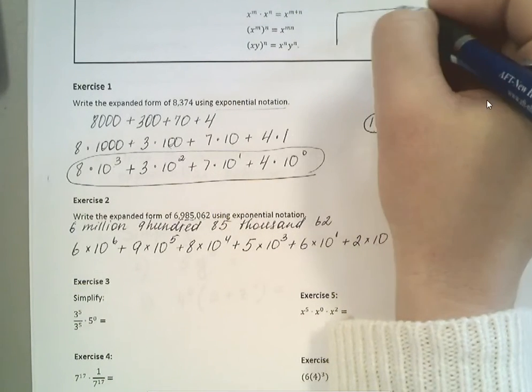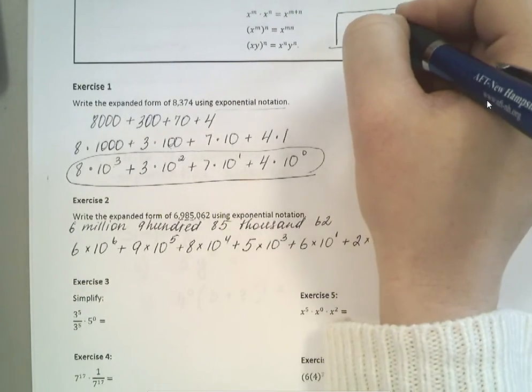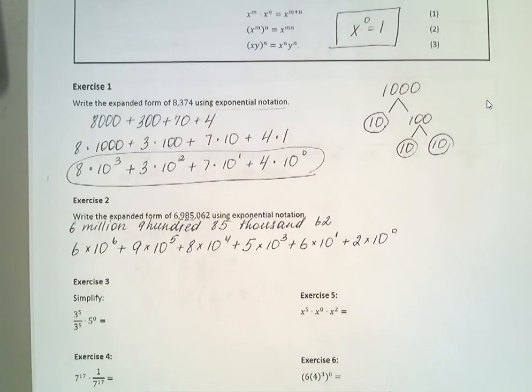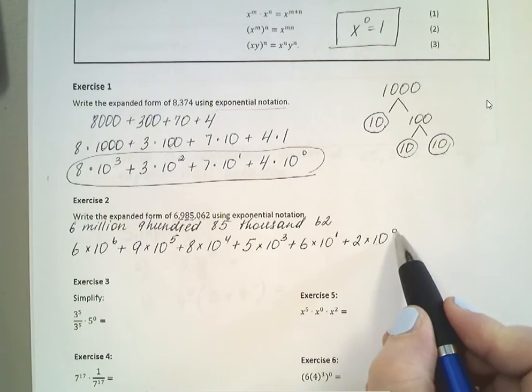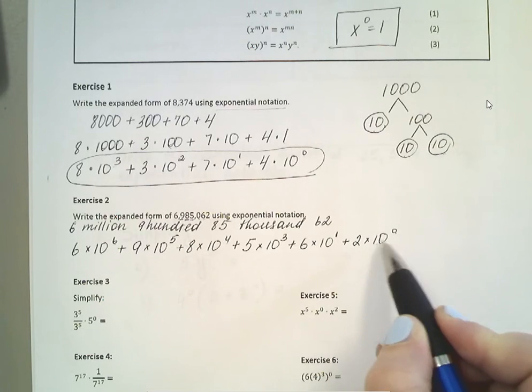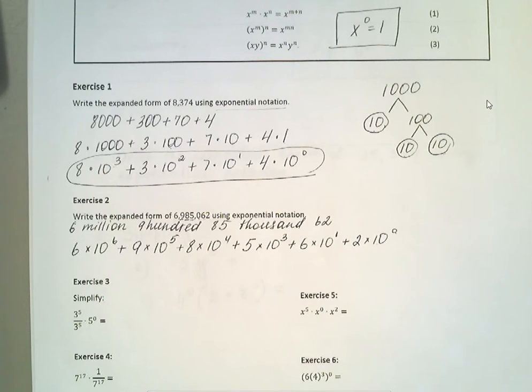I'm going to even write it here. X to the 0th is 1 whole. So any number raised to the 0th power is 1 whole. 10 to the 0th is 1 whole. 2 times 1 is 2. Okay, so this is a number written in exponential notation.